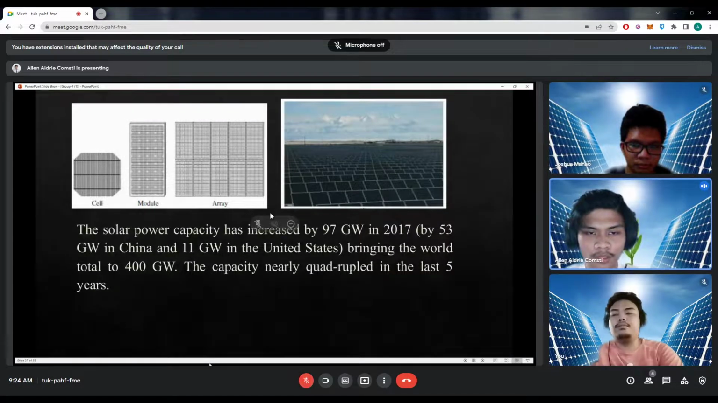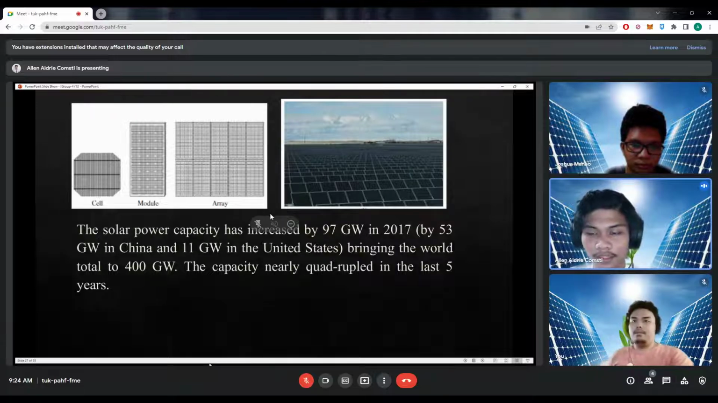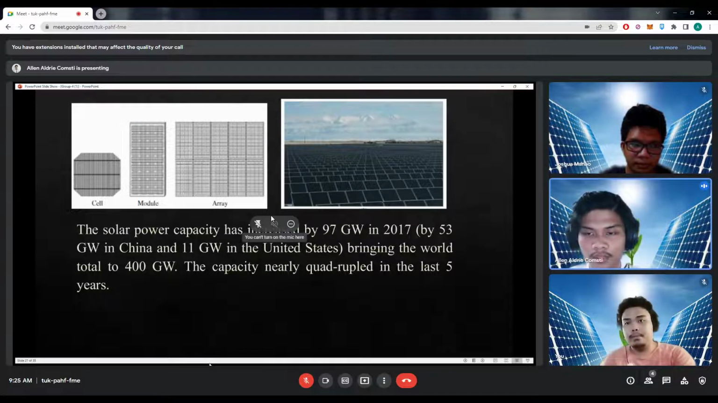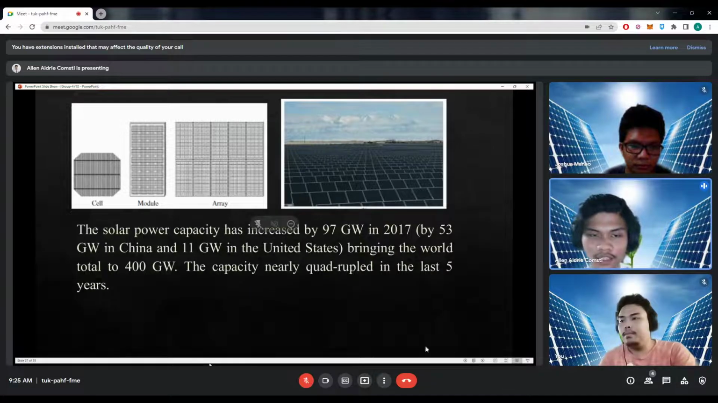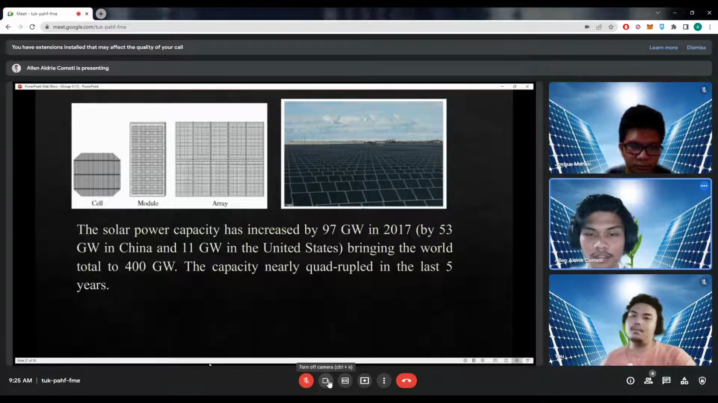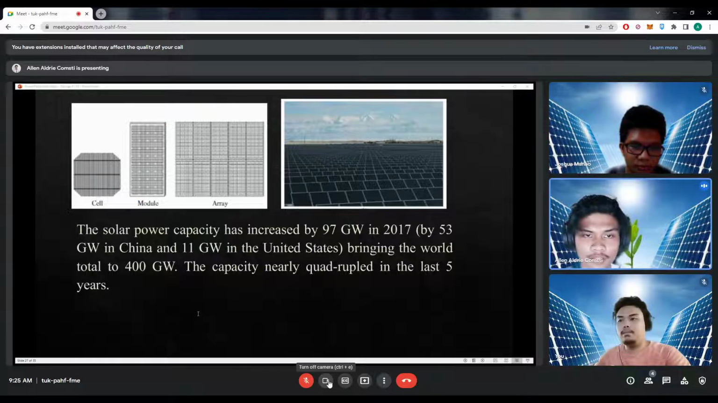The solar power capacity increased by 97 gigawatts in 2017, by 53 gigawatts in China and 11 gigawatts in the United States, bringing the world total to 400 gigawatts. The capacity nearly quadrupled in the last 5 years. A steady increase in solar power installations is expected in the coming years.